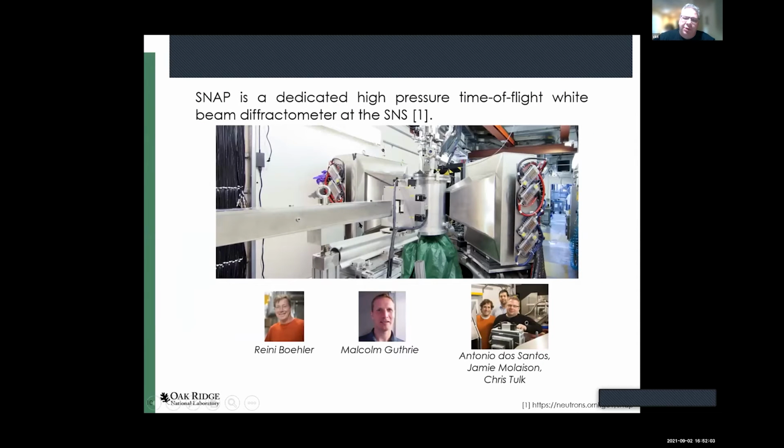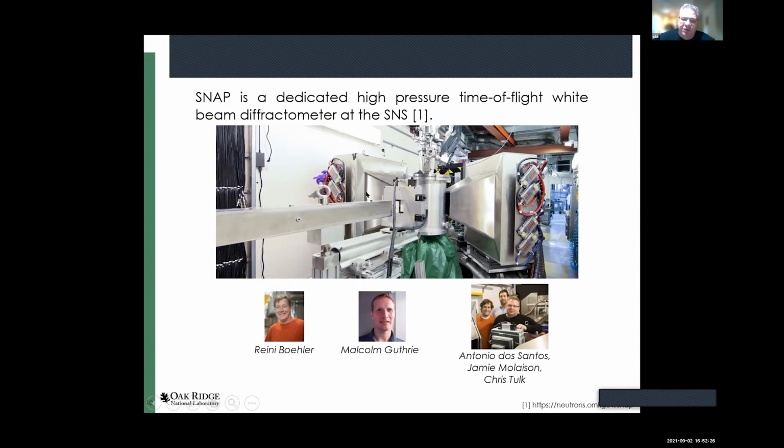So the SNAP instrument is here. This is the team that are looking at the very high pressure experiments on SNAP. Reini Bowler joined us probably 5 years ago from the Carnegie Institution. Malcolm Guthrie is now a staff member at ORNL. And then this is the SNAP team, the instrument scientists and technicians.